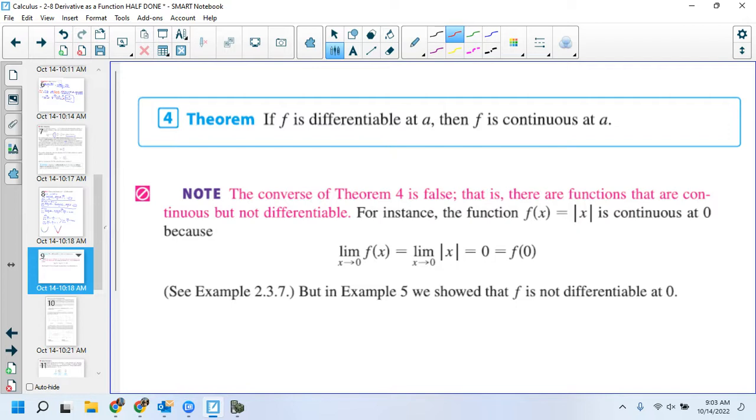That's not what I'm saying here with this theorem. I am saying if f is differentiable, then it's continuous. If you can evaluate the derivative, you know the function is continuous. If the limit exists to evaluate the derivative, then you know the function is continuous. But the converse of that statement is not true. Just because the function is continuous doesn't mean it's differentiable everywhere.